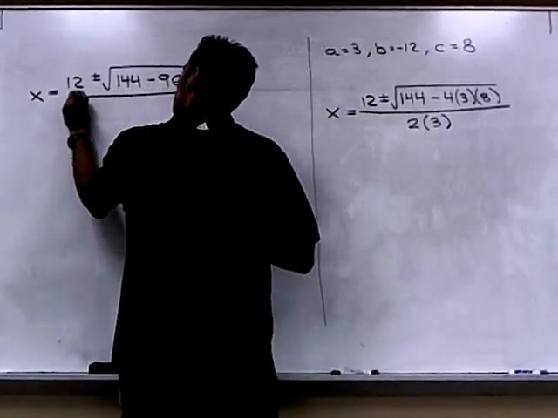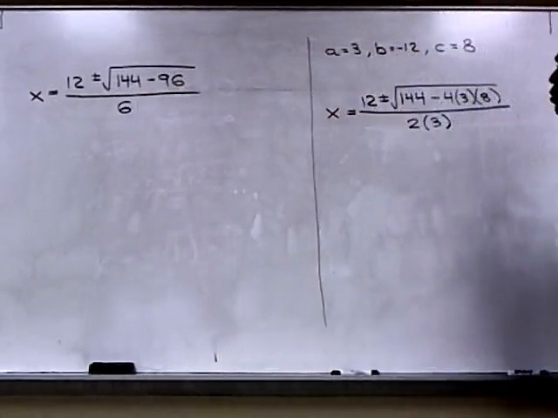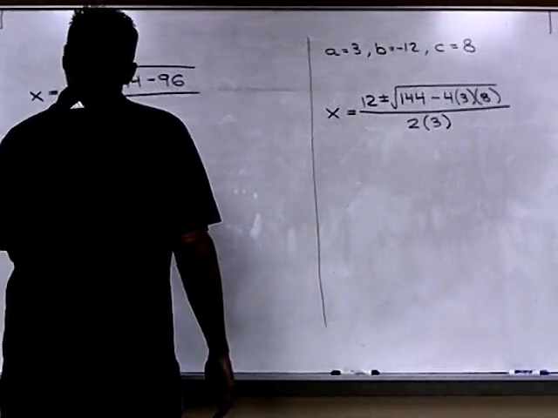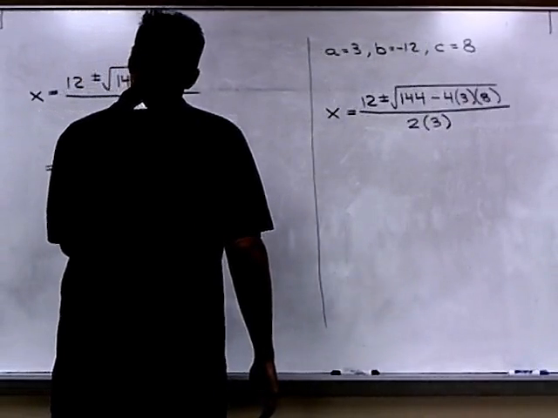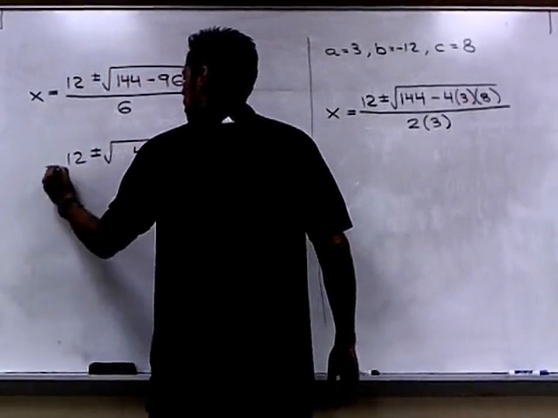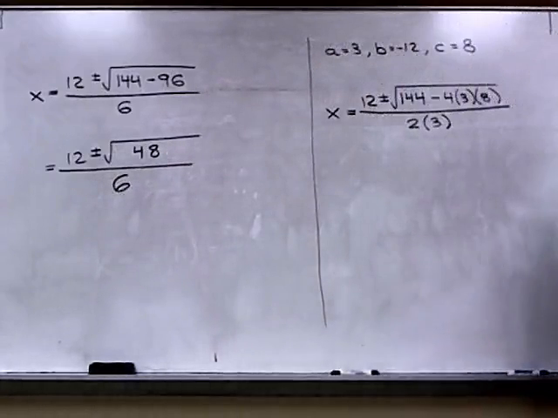All over 6. And the last thing, what's 144 take away 96? What do we get? 48? All over 6. With me?